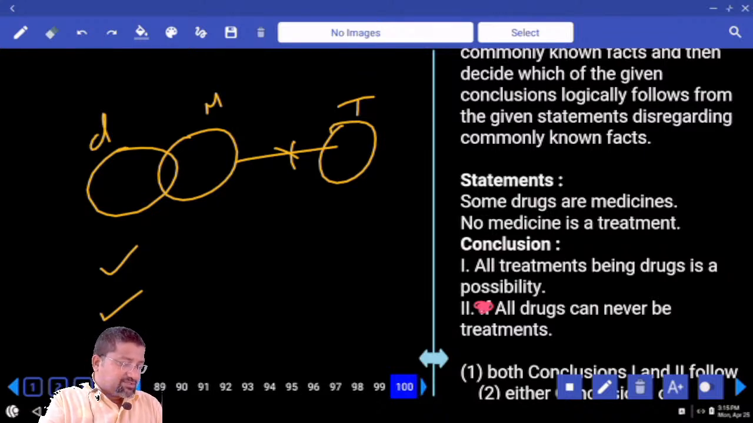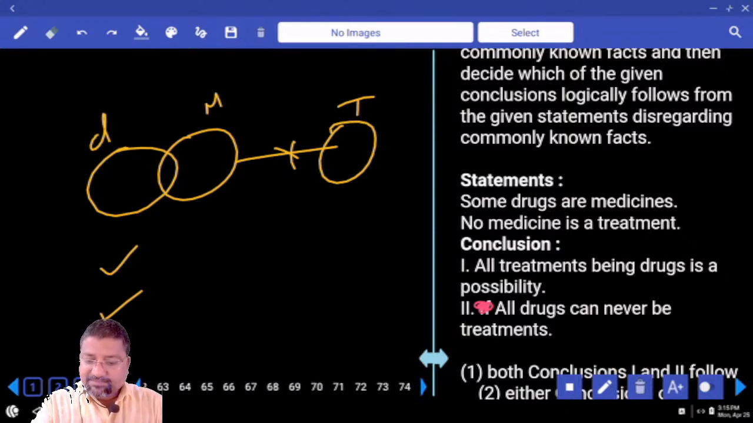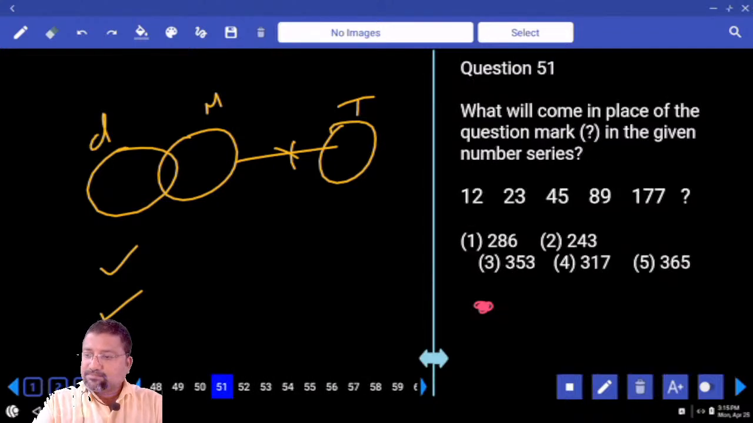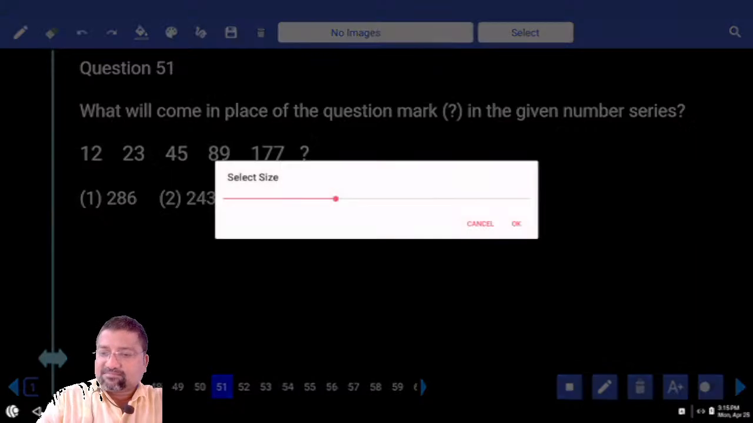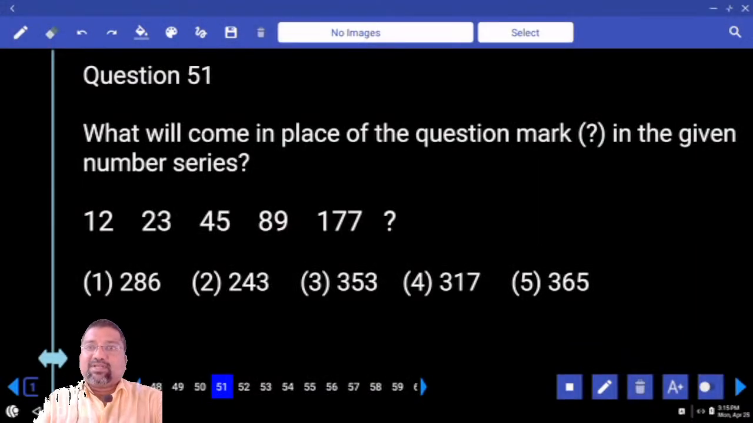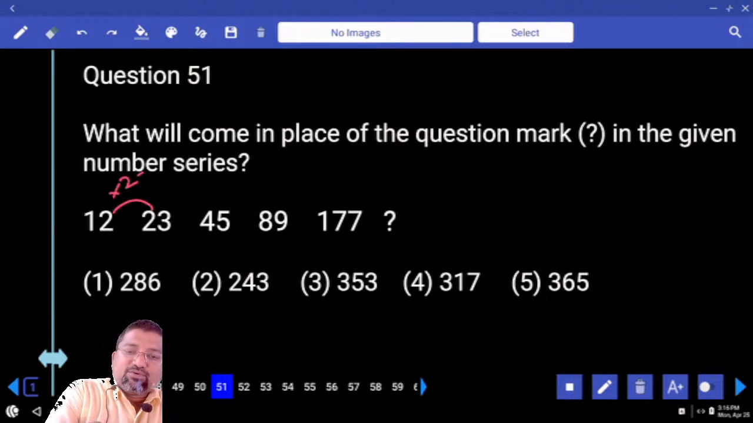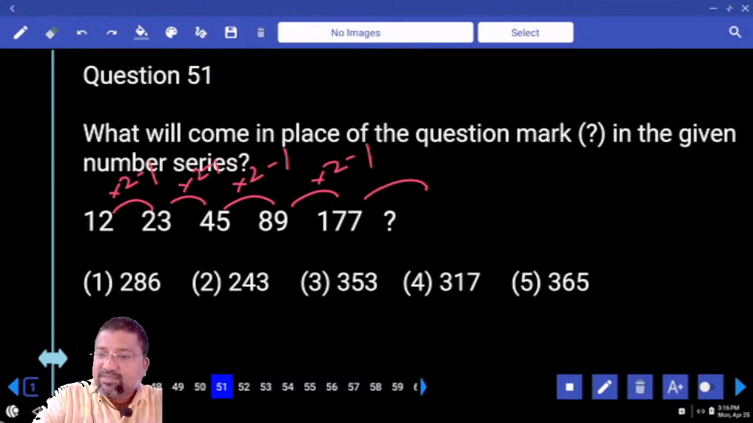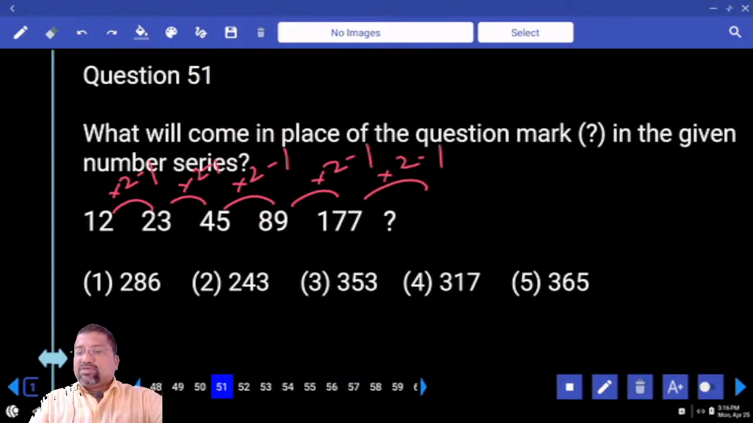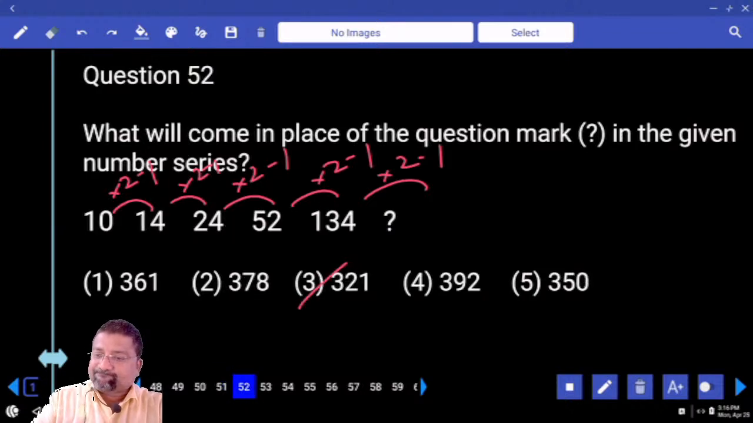And I think we need to solve questions on number series. Number series is what? 51. Almost double, right? Every number is almost double of previous number. This is into 2 minus 1, into 2 minus 1, into 2 minus 1. This is also into 2 minus 1, into 2 minus 1. Which option is my answer? 353.